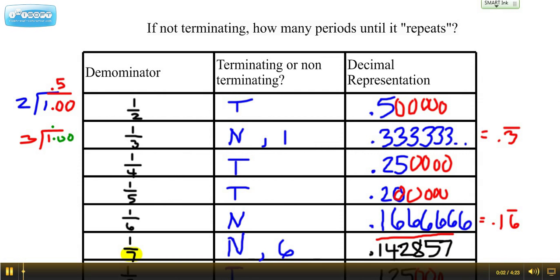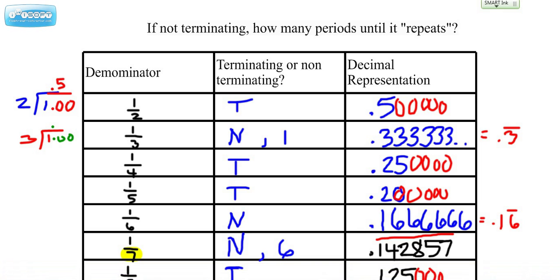Hey everybody, this is Miss Dietrich, and we're going to clarify just how do you turn a fraction, like the ones that you see here on the left, into a decimal. Hopefully you know that if you just simply take the numerator and divide it by the denominator, in this case 1 divided by 2, you can get the decimal equivalent.